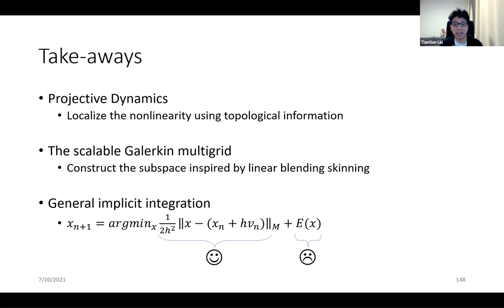Or to me, even better, I'd like to see those acceleration schemes applied the other way around, from geometry processing problems to physically based simulators. I hope this talk can trigger more exchanges in technical ideas between simulation and geometry processing problems.